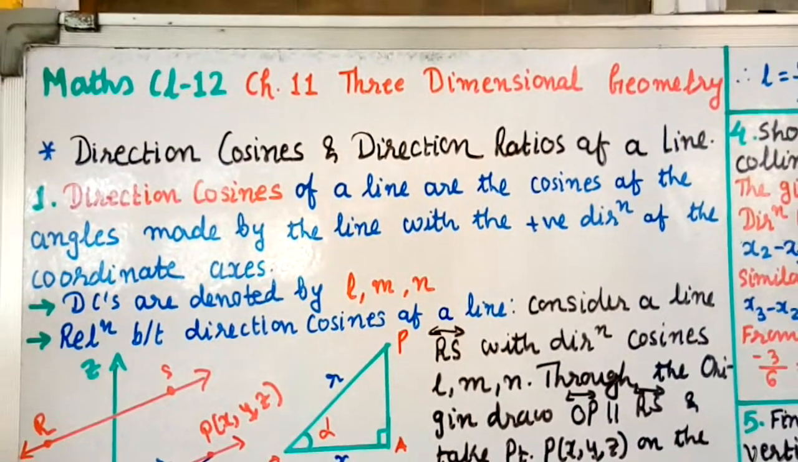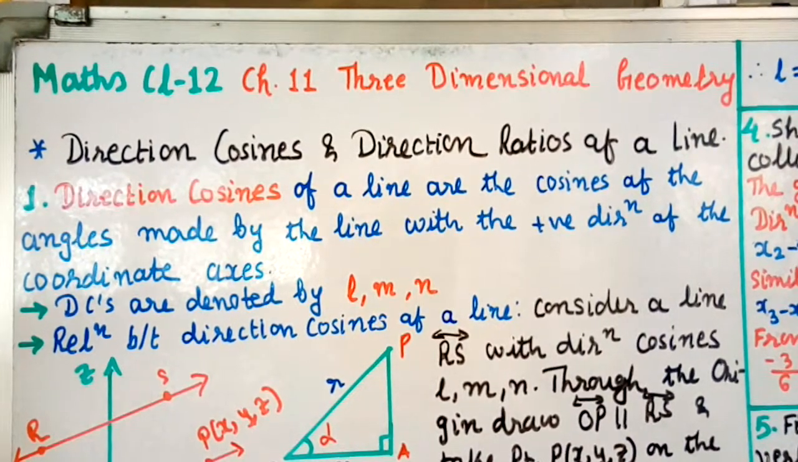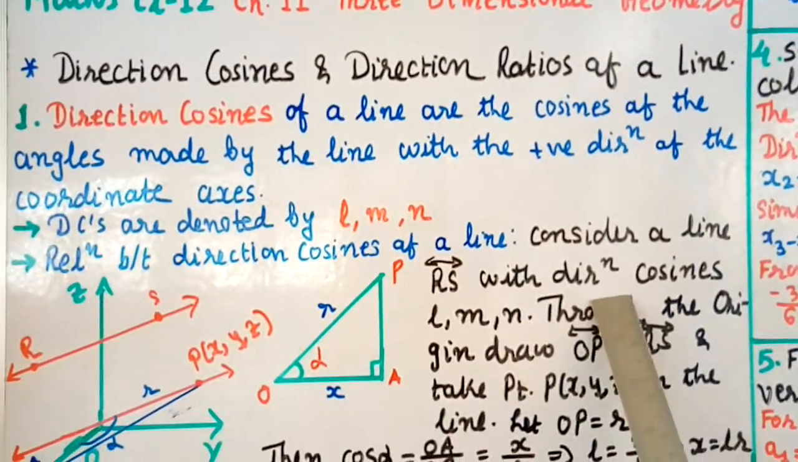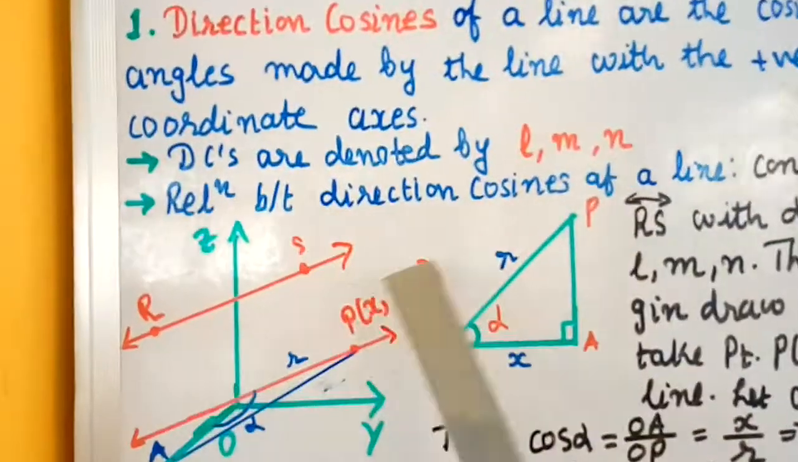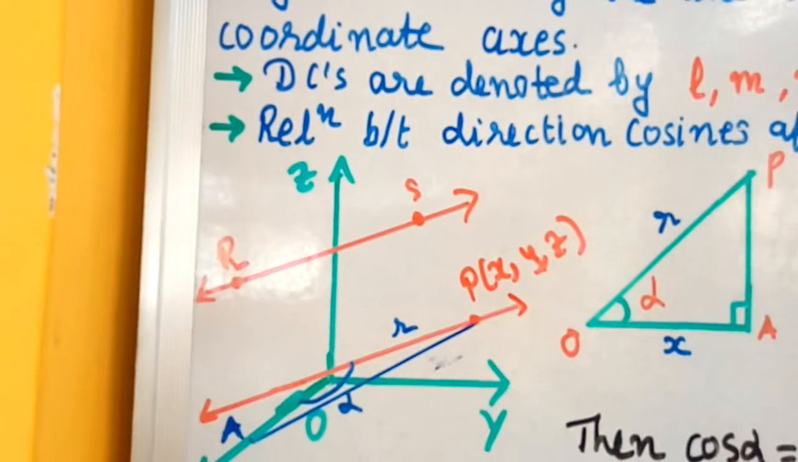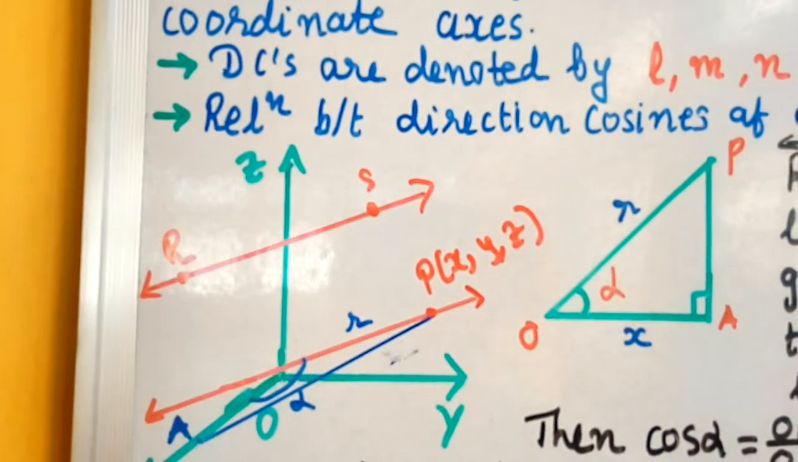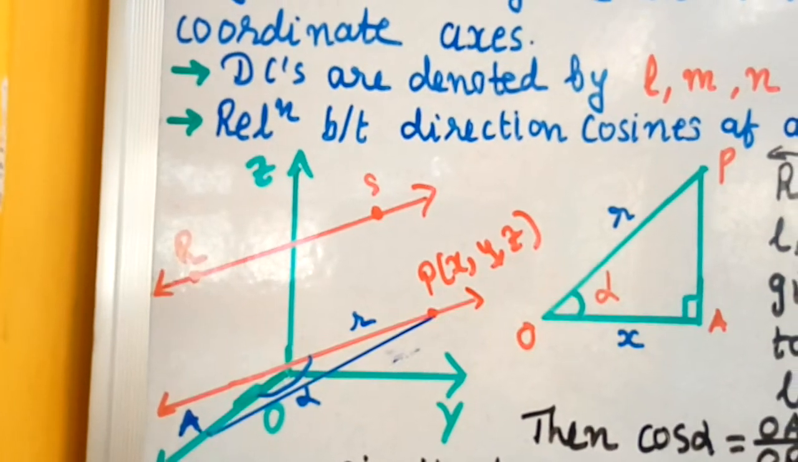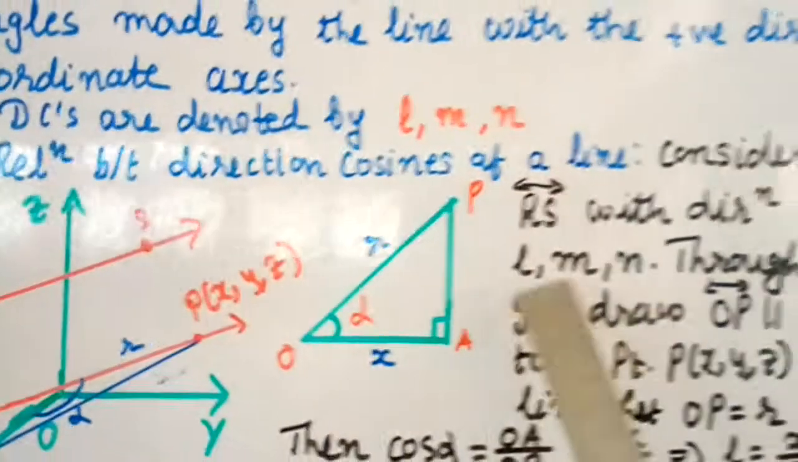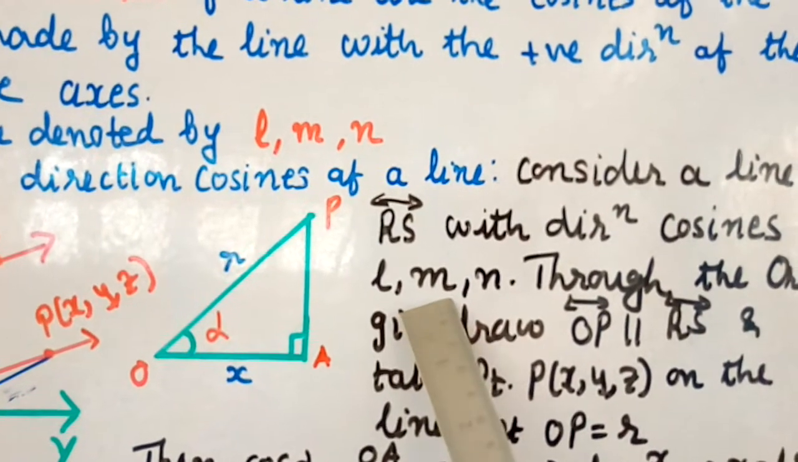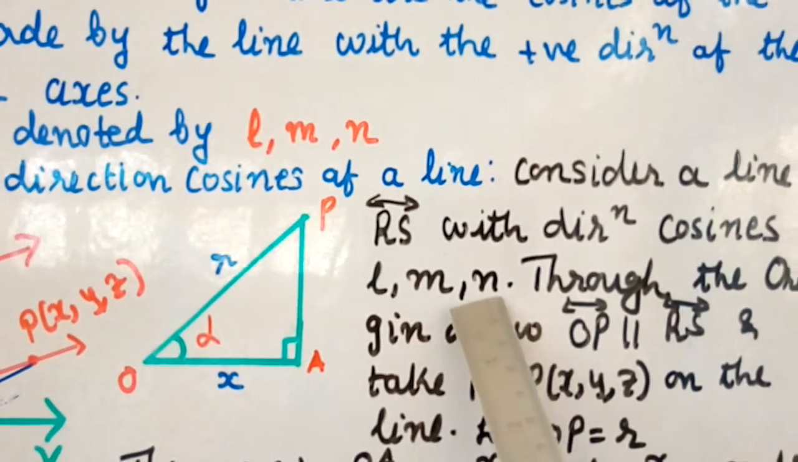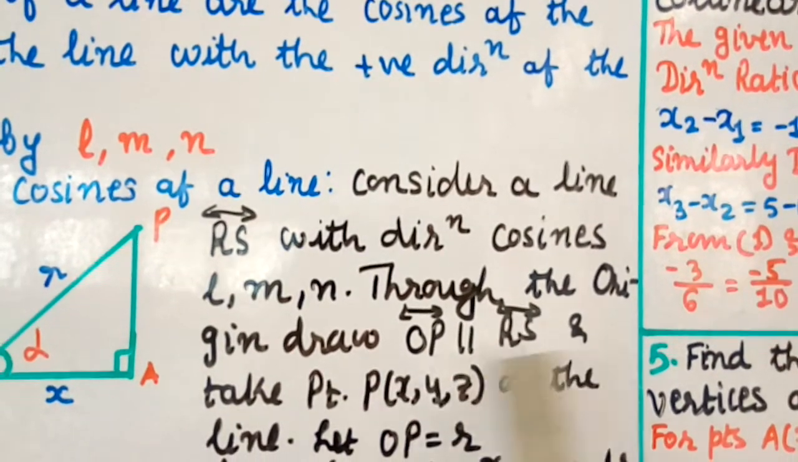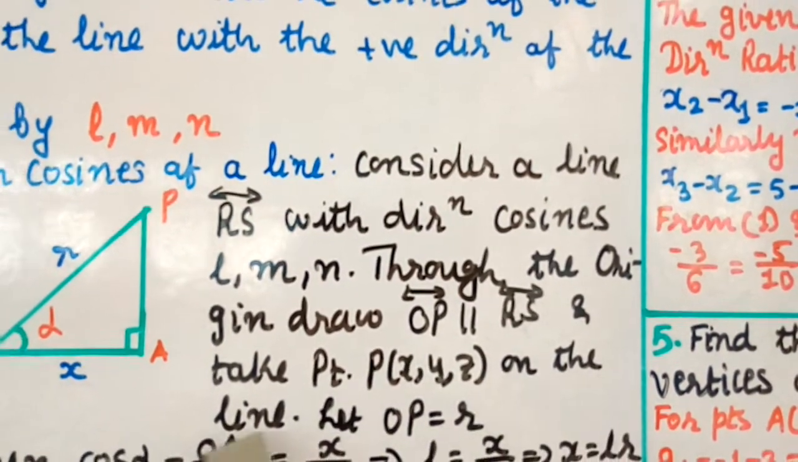Now, the relation between the direction cosines of a line. We shall establish the relation between the direction cosines, that is between l, m and n. Consider a line RS with direction cosines l, m, n. That means the line makes angles alpha, beta and gamma with the positive side of the x, y, z axis. Then l equals cos alpha, m equals cos beta and n equals cos gamma.